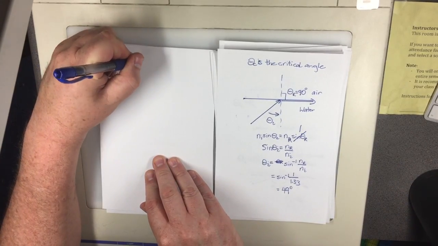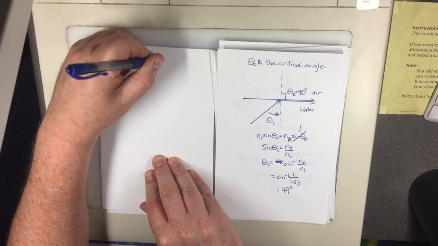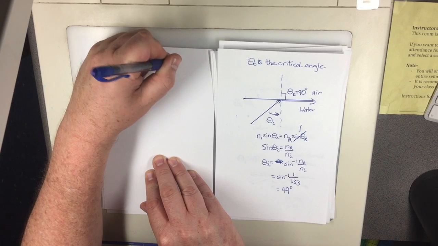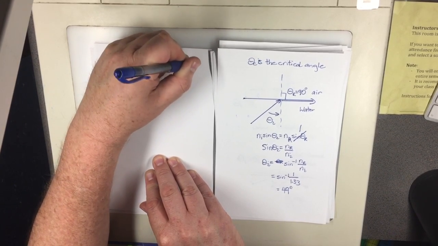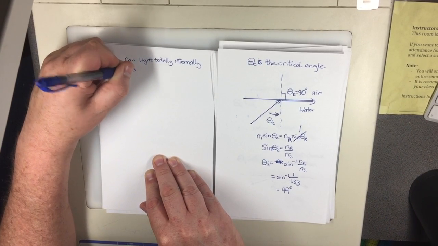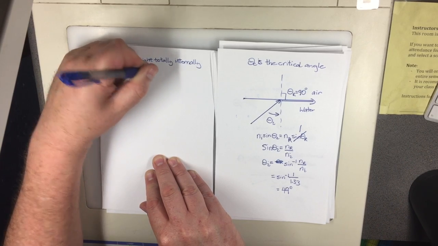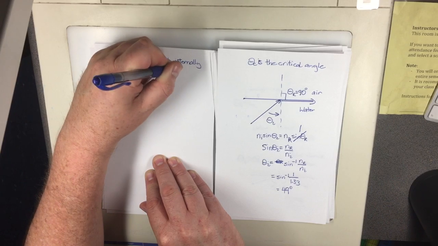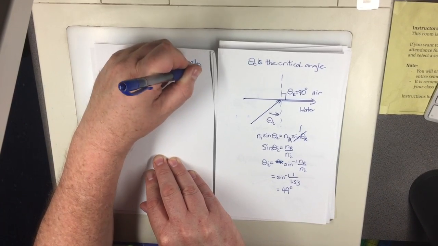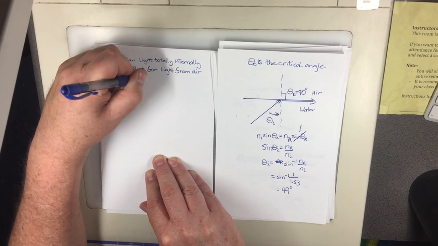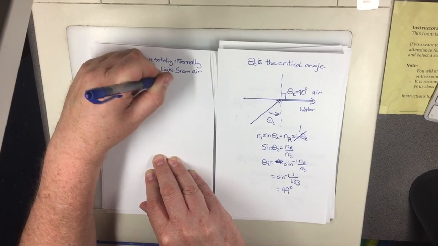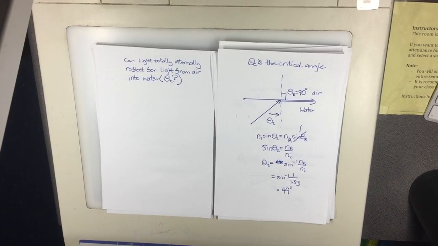Can light totally internally reflect for light from air into water, i.e., what is that critical angle? So light can shine down into it, but is there ever a situation where light can do its internal reflection thing?